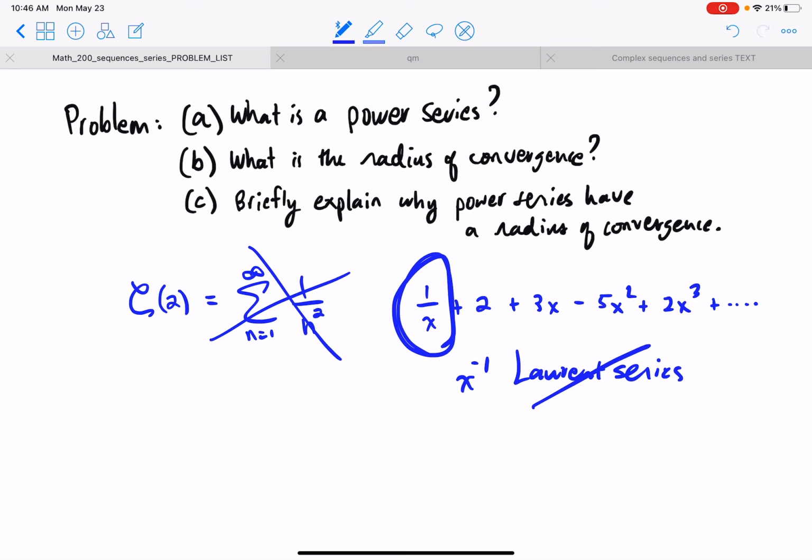What else is not a power series? A sum of a sub n e to the i n theta, where n is every integer, including negative. This is a Fourier series. It's not a power series.